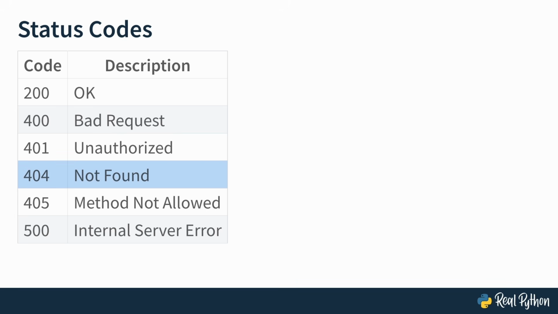404 is a status code you might have seen while browsing the internet. It means the link you were looking for couldn't be found. 405 means that the action you were taking is not allowed, for example, trying to edit a read-only piece of data. And finally, 500 means something went wrong on the API's end of things.